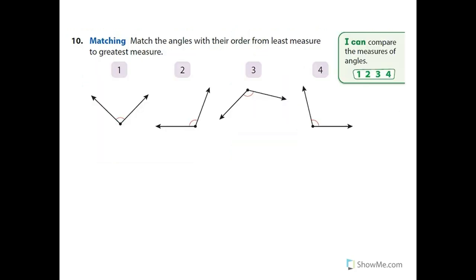Number 10, the matching. I want it to be a Jolly Rancher moment. It says match the angles with their order from least measure to the greatest measure. Here's what I want you to do. Put the numbers right underneath. If this one is the least, then it should be number 1. If this one is the greatest, it should be number 4. Go ahead and do that, and then I will check it and we'll go over it.